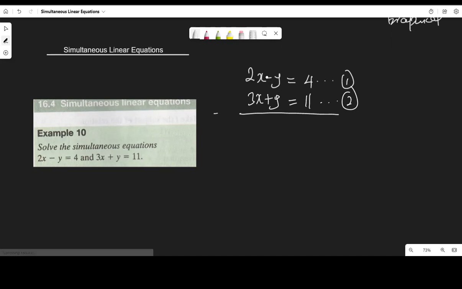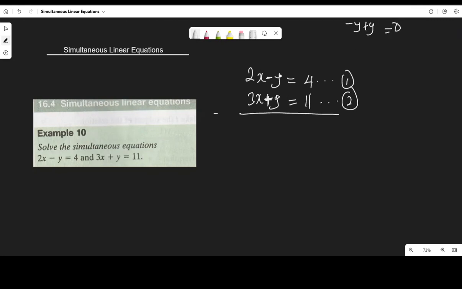When the signs are different like this, here we have minus 1y, here we have plus 1y, we can eliminate them by adding them. Thus, minus 1 plus 1, for example, is 0. On the other hand, if the signs are the same, for example plus and plus, to eliminate we subtract. If we have minus minus, to eliminate we also subtract. So the point is, if you have different signs, plus or minus, you add. If you have the same sign, either plus plus or minus minus, to eliminate you subtract. So in this case, I'm going to add these equations so that minus y plus y will be 0.